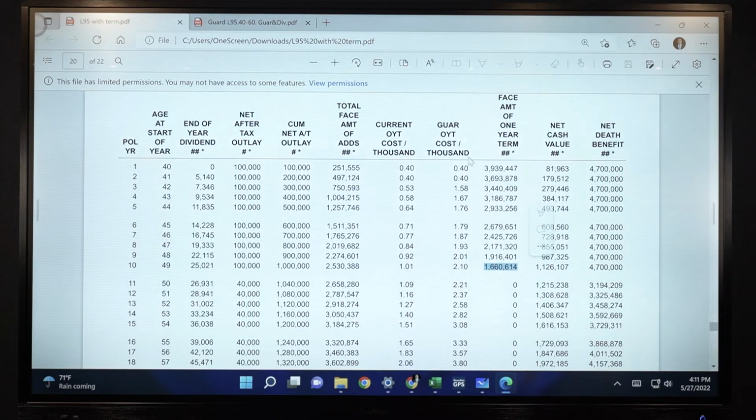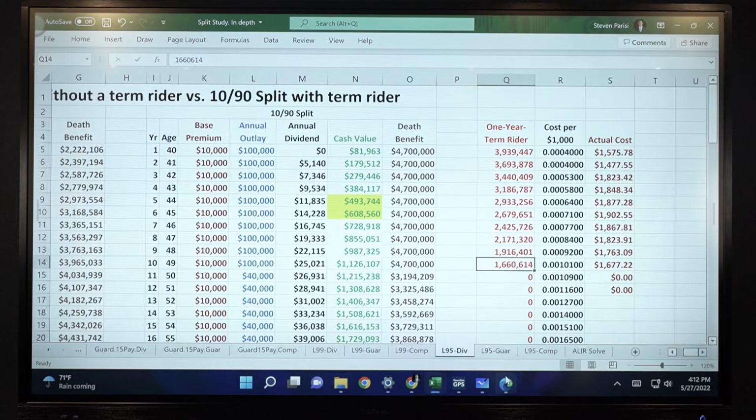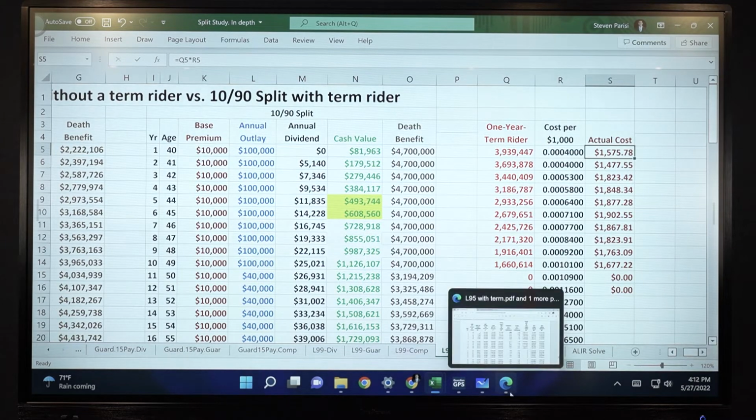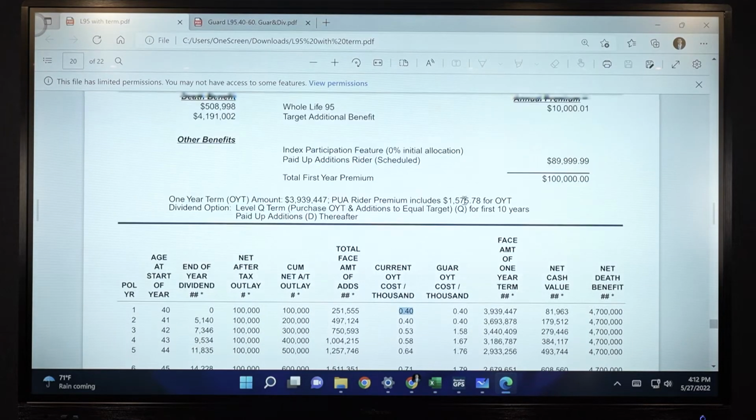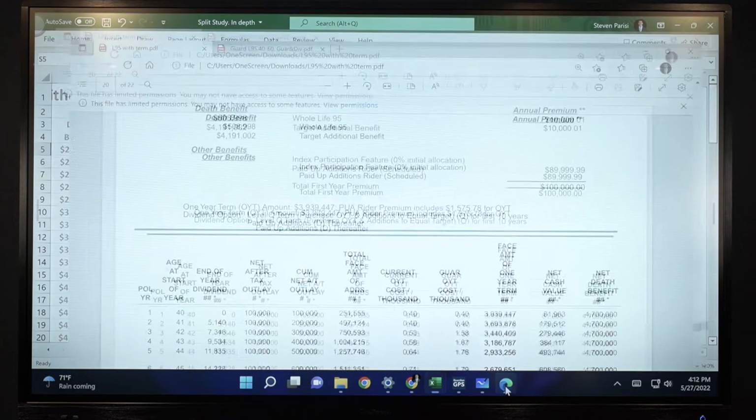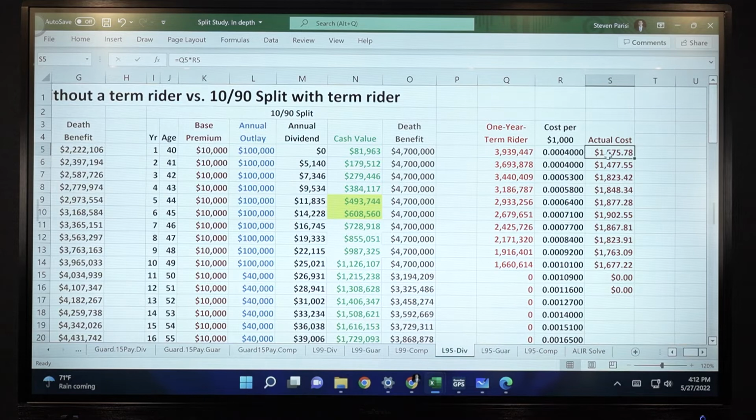Let's go back to the illustration we had up just to make sure everything's valid here. Okay, there we go. There's the cost for every $1,000 of term insurance. As an example, year 1, for every $1,000 of term insurance, it costs 40 cents for this 40-year-old individual. So what we want to do is just multiply it by that per $1,000, and there's the cost. A way you can check this, look at the illustration. What's the first year term cost? $1575.78. $1575.78 to the penny. There we go.